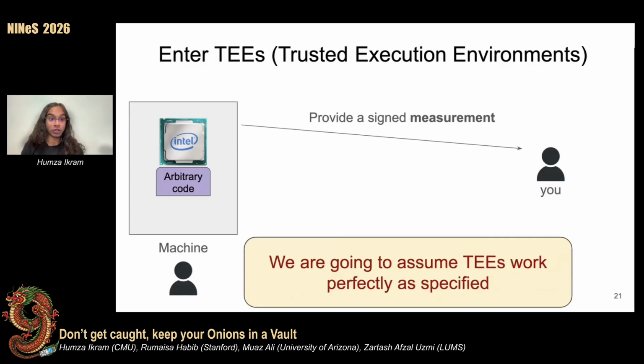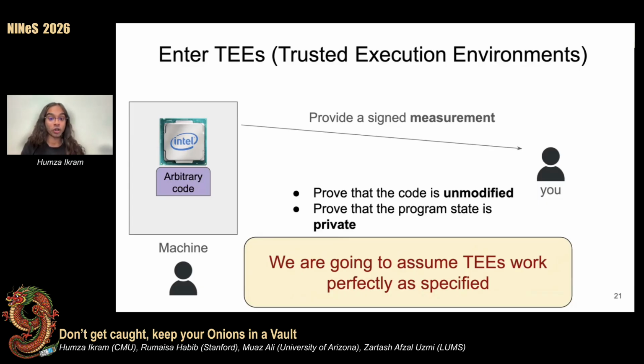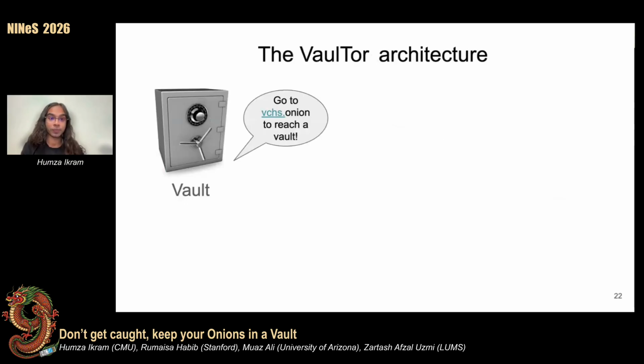So yeah, we are going to assume TEEs work correctly. There's a whole bunch of side channels and work on mitigating those side channels and so on. That's a separate topic, I think. Yeah, so they can prove that the code is unmodified and they can prove that it's running inside an enclave, which means it's private. So yeah, let's talk about our architecture, which we call the Vault architecture.